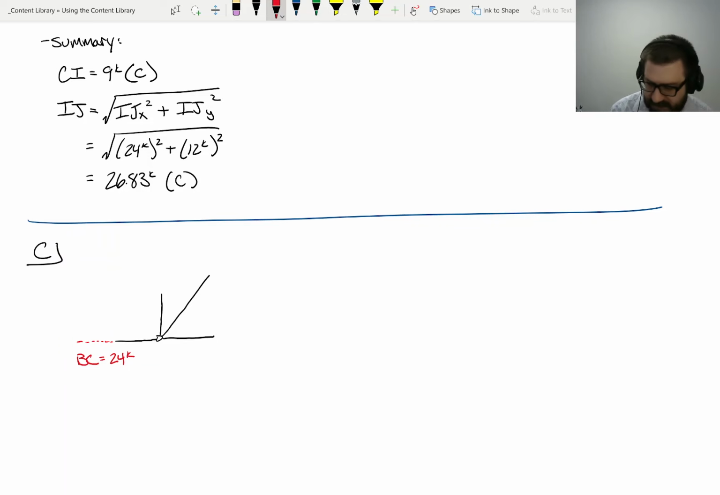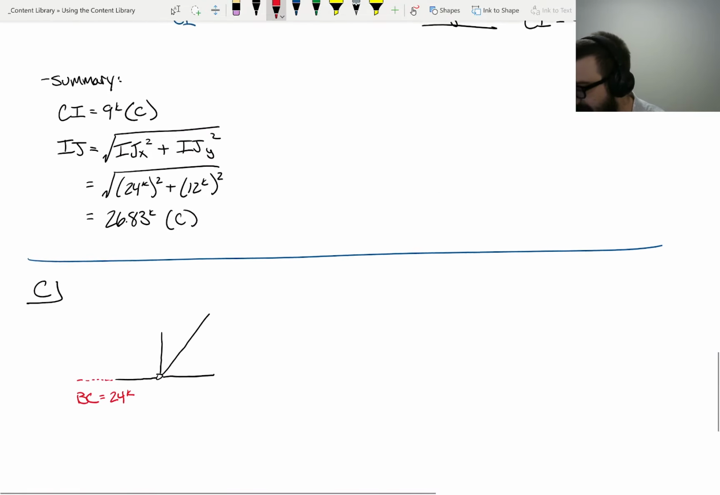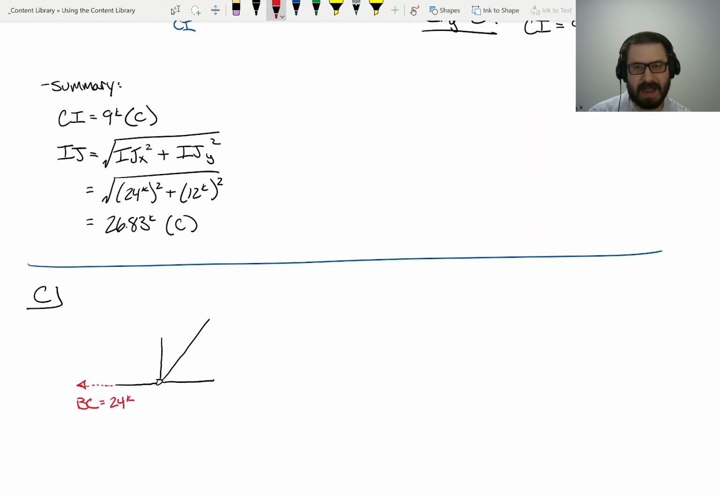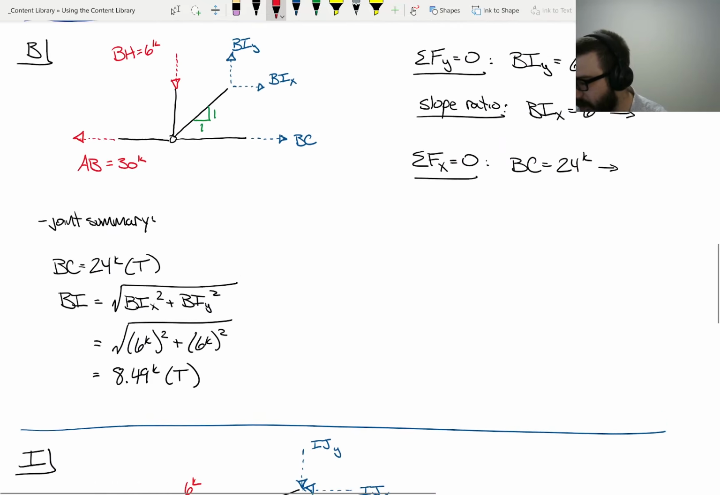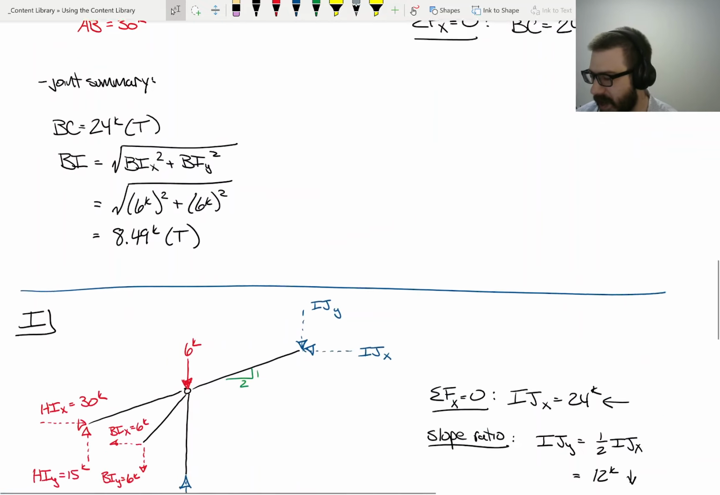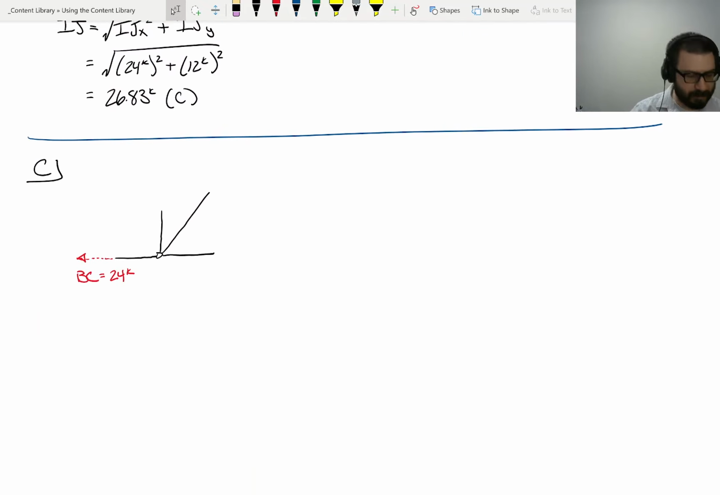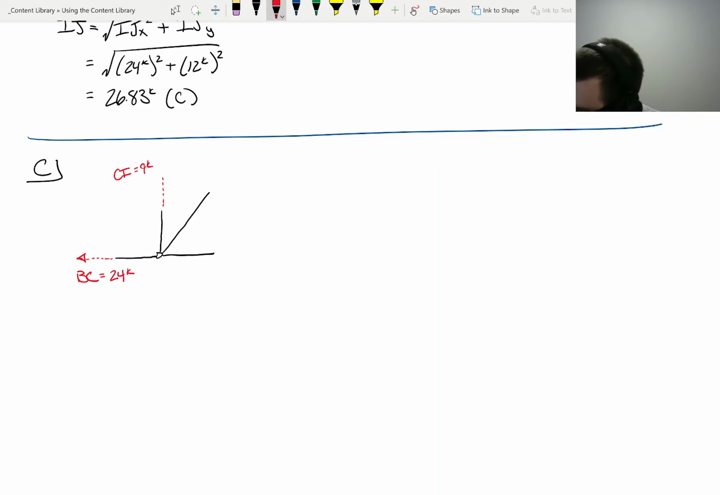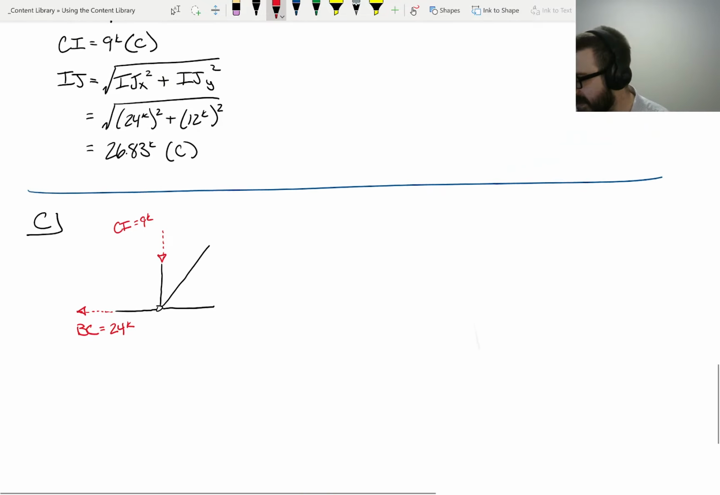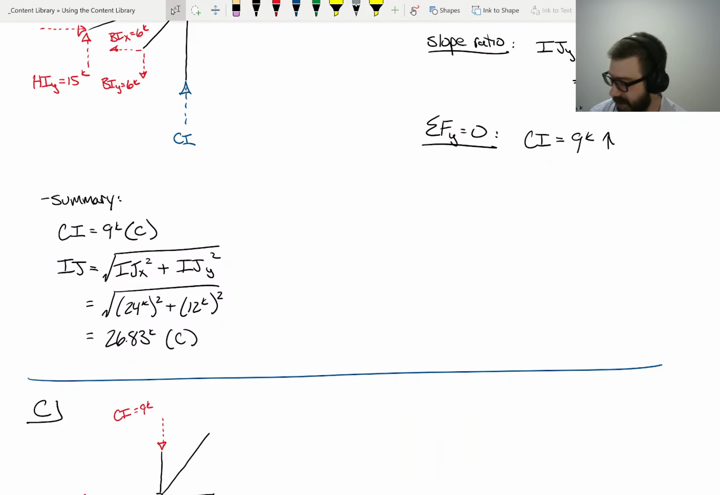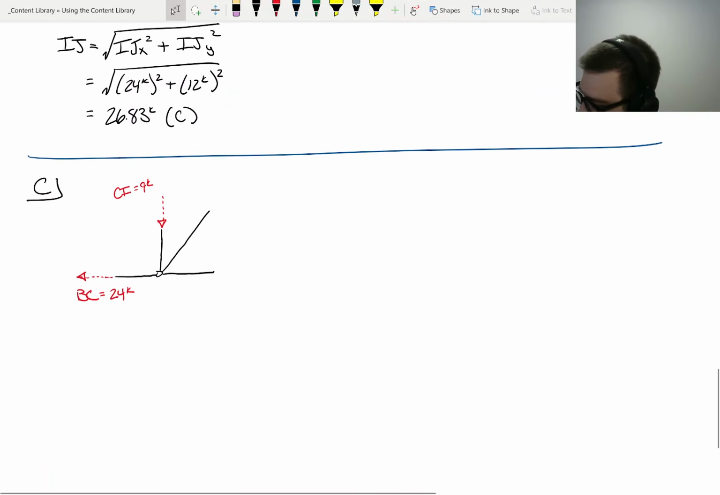Okay, so here's joint C. BC is 24 kips. BC was in tension, so I'm going to point it to the left. But from a bookkeeping standpoint, when we solved BC up here, I had BC pointing to the right. So whenever you draw it again, equal magnitude, opposite direction. Now this vertical we've solved, this is CI. CI is 9 kips, and it is compression, so it's pointing down. The last time we drew CI, it was 9 kips going up. Equal magnitude, opposite direction.